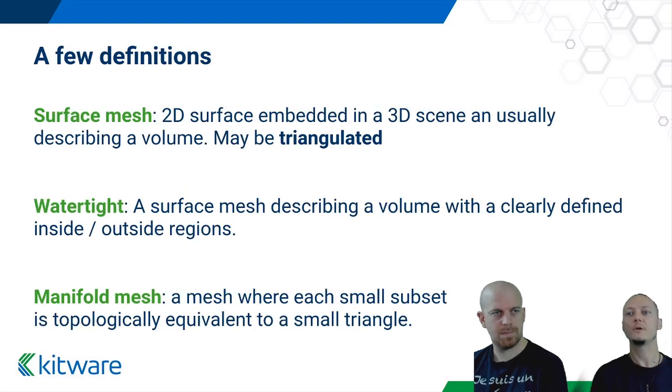What are the notions that we will need through this tutorial? A surface mesh is a 2D embedded surface in a 3D scene that usually describes a volume, and here we will ask it to be triangulated, so only composed of triangles. If your surface indeed describes a volume with a clearly defined inside and outside region, if it's closed, we will say it's a watertight surface. And if the neighborhood is always well defined around each point and each cell of your mesh, we will say it's a manifold. So you won't have, like, a butterfly point with two different triangles connected on it. I will show you some degenerate cases later. I think things will be more clear at that time.